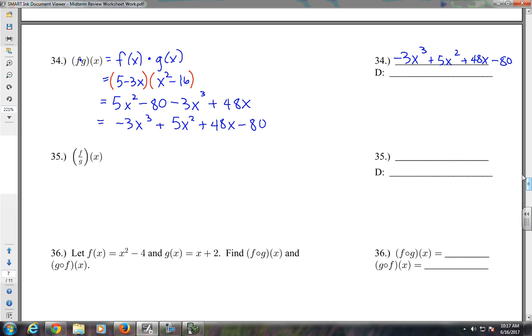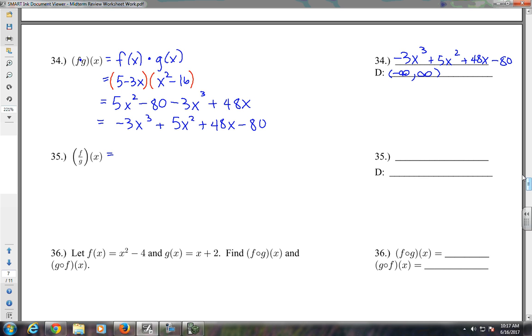How'd we do on number 34? I'm going to check our answer. Make sure, yes, we are in good shape. Domain here, negative infinity to infinity, because it's a polynomial. Now 35 looks complicated, but you're going to find out this is probably the easiest one to assimilate.